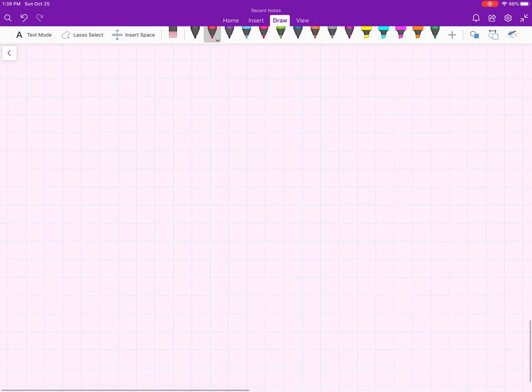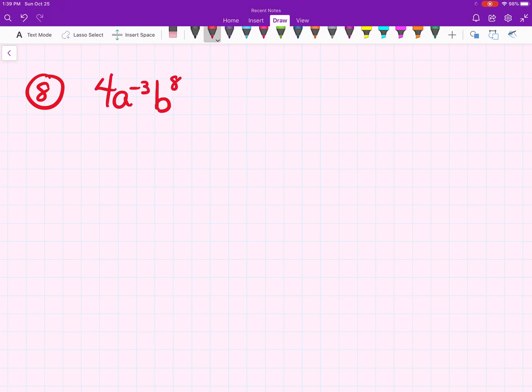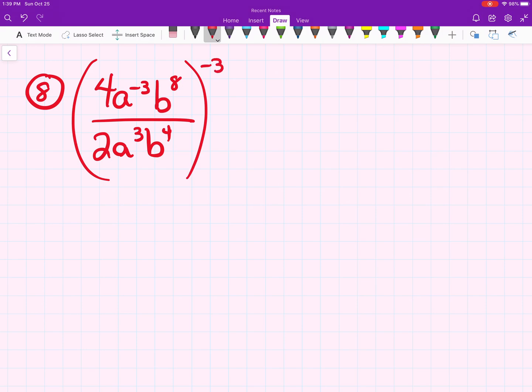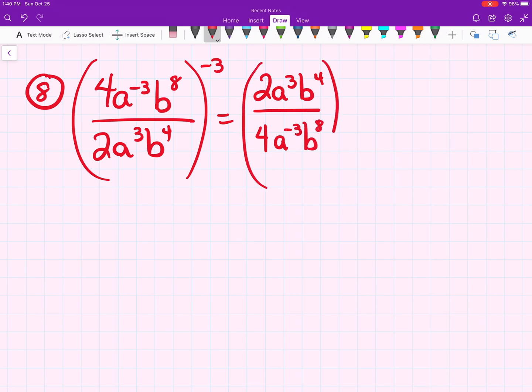Now number 8 is pretty complicated, so let's get going on this one. Number 8, 4a to the negative 3rd, b to the 8th over 2a to the 3rd, b to the 4th, all to the negative 3rd power. There's a lot of ways to do this. I'm going to do this first. I'm going to get rid of that negative on the outside, so I'm going to flip this whole thing over and write the reciprocal. So 2a to the 3rd, b to the 4th, all over 4a to the negative 3, b to the 8th, all that raised to the 3rd power. So that took care of that negative, okay?